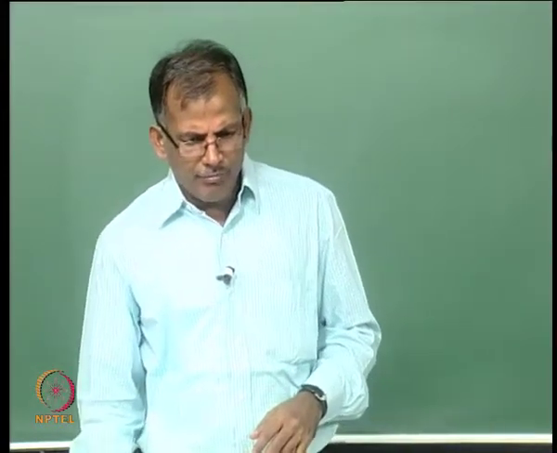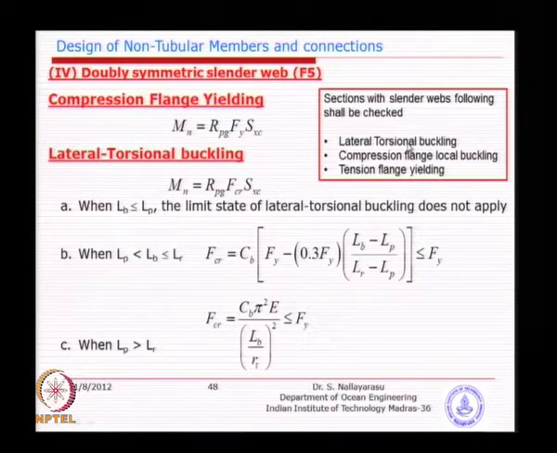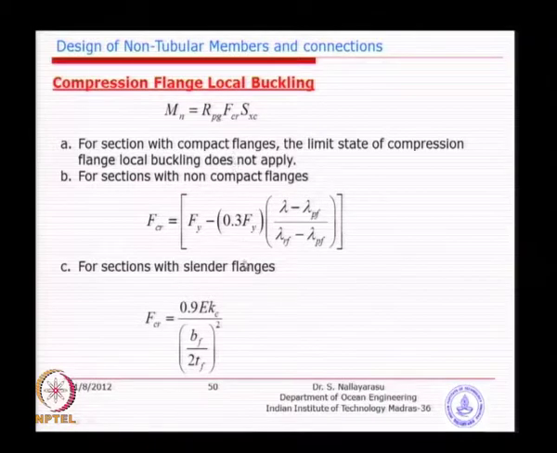And then you have compression flange local buckling, because you see here 3 things need to be checked. One is lateral torsional buckling, then compression flange local buckling, because the web itself is trying to bend, and you also have tension flange yielding. So, similar to the previous case exactly, except that 0.7 changes to 0.3, and again RPG is the same value, and you will calculate the section modulus corresponding to the compression flange only.